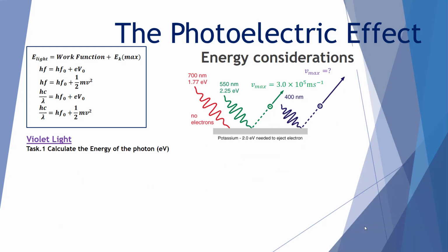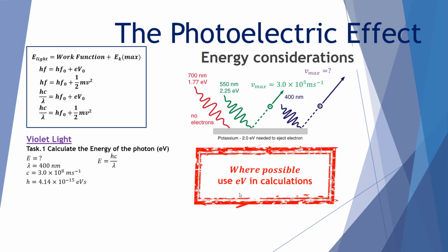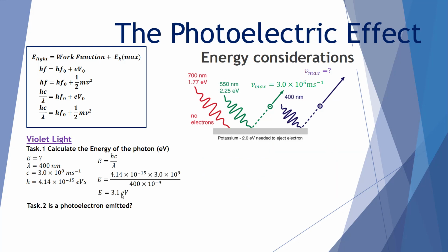Let's repeat this process with the violet light. So E equals hc on lambda is our equation. We sub in our values. We do that and we find this particular wavelength of photon has 3.1 electron volts of energy. Is a photoelectron emitted? Clearly 3.1 is much greater than 2, and so it is. So yes, a photoelectron is emitted.